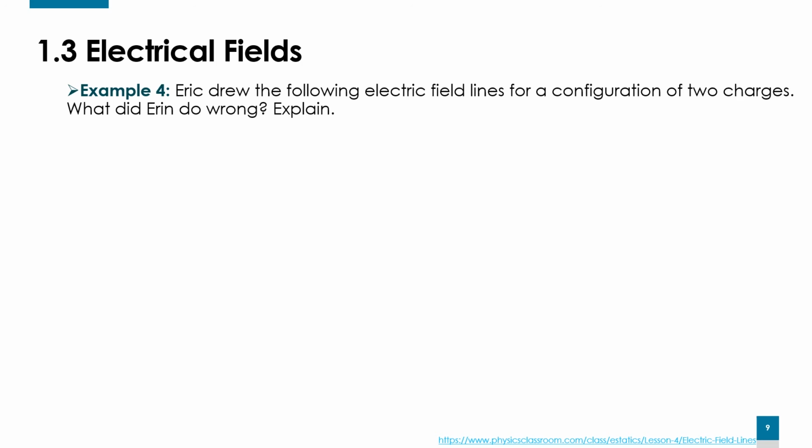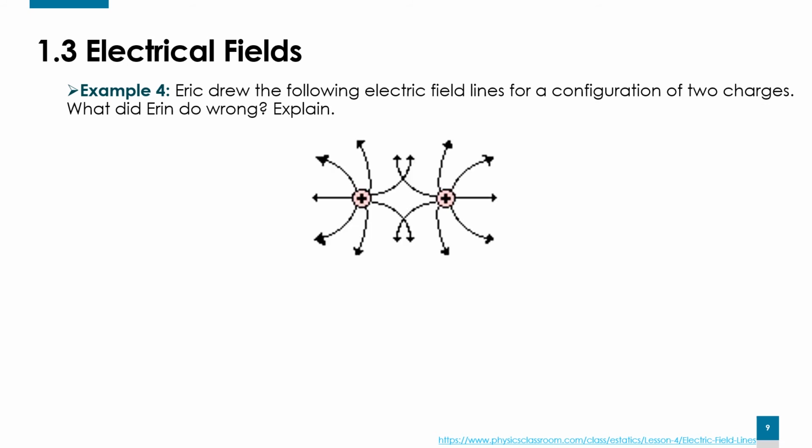Example 4. Eric drew the following electric field lines for a configuration of two charges. What did Eric do wrong? Explain. So here, Eric drew two positive charges, and what is the electric field doing? Moving away. Okay. Is it correct? Yes, apparently. But there is some problem in this picture. What's the problem? The field lines are crossing each other.